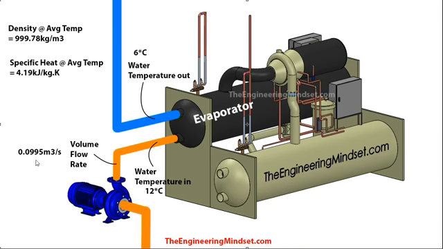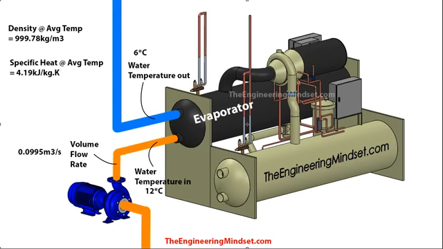We're going to assume that this pump here is providing water at 0.0995 meters cubed per second, and that the water that's returning from the building, that's coming from the AHUs, the fan coil units, etc., is entering the evaporator at 12 degrees Celsius, and by the time it leaves, it's going to be leaving at 6 degrees Celsius. Now the density of the water at the average temperature, so that's 9 degrees there, is 999.78 kilograms per meter cubed. So for every cubic meter that goes through, we'll have almost 1,000 kilograms going through. We'll also have, looking up the specific heat capacity, about 4.19 kilojoules per kilogram per Kelvin.